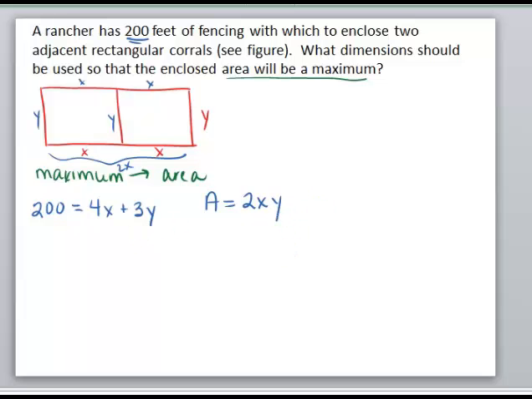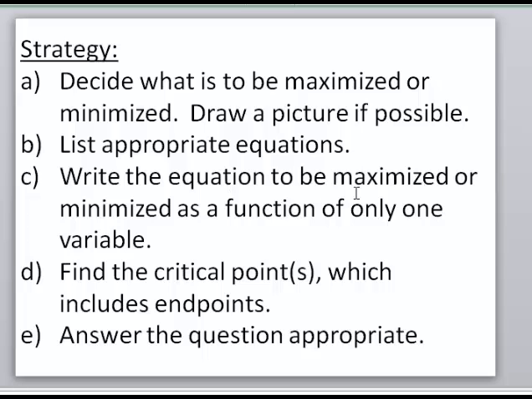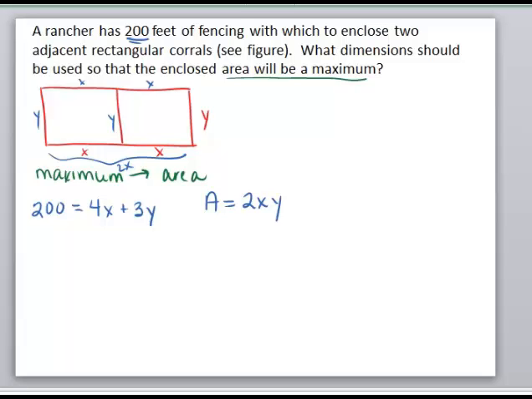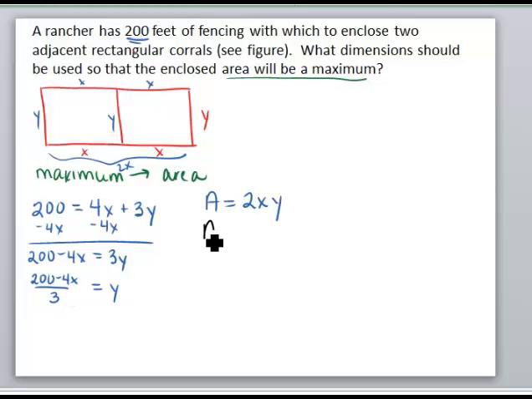I am going to do the third part, which is to write the equation to be maximized or minimized as a function of only one variable. So I'm going to go ahead and solve for y on this problem. When I solve for y, I end up getting 200 minus 4x equals 3y. Divide by 3. And I end up with this y value. That will allow me to write this function as a function of one variable, 2x times, instead of the y, I'll have 200 minus 4x over 3.